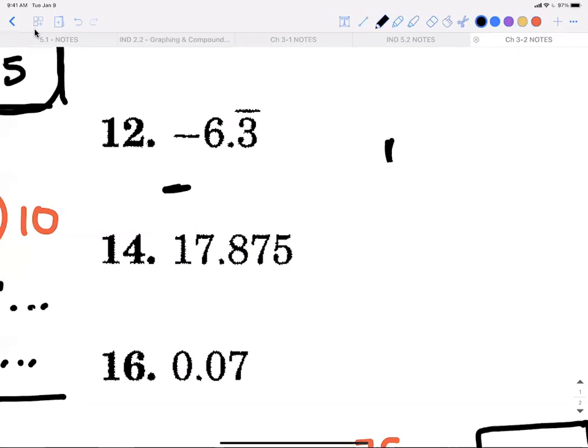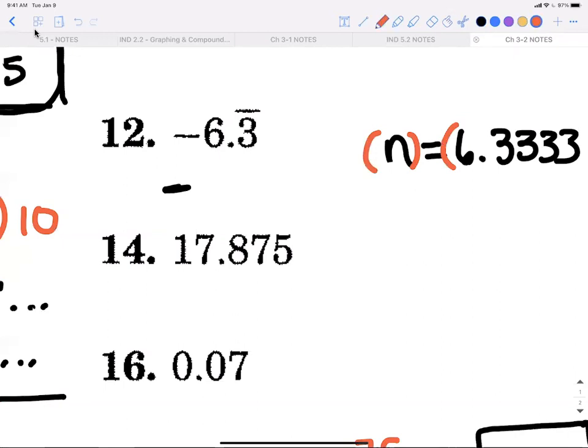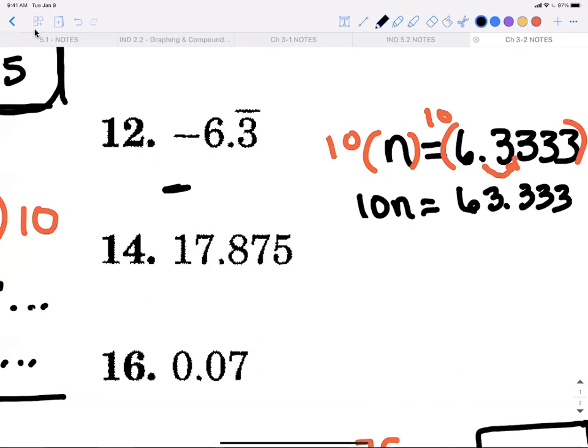All right, so I've got my n equals 6 point, and then go out however many you want, 2 or 3, 3 or 4, it doesn't matter. Okay. Now I'm going to multiply both sides by 10, right? Multiply both sides by 10. And when I do that, I get 10n equals, now keep in mind, multiplying by 10 just moves this over once. So my new number is 63.333. Okay, it doesn't matter how many threes you write afterwards because they're going to go away anyway.